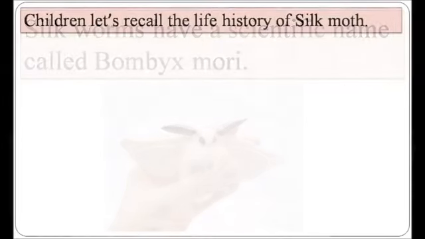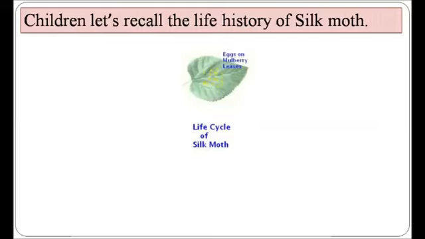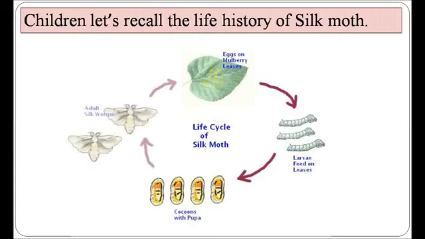Children, let's recall the life history of silk moth. Adult silk moth lays eggs on mulberry leaves. These eggs hatch into larvae which feed on leaves. The larvae develop cocoons and turn to pupa stage. Within the cocoon, the larvae develop into adult silk moth. Then, the adult silk moth cuts the cocoon and flies away.